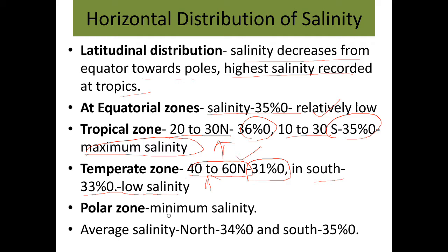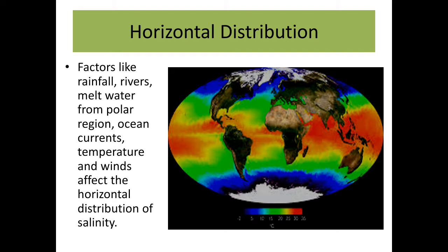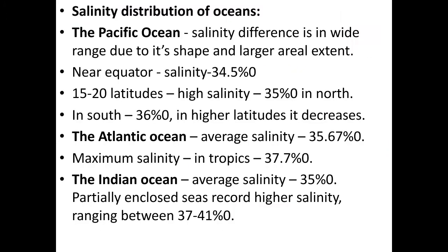And in the polar zone, minimum salinity is recorded. The average salinity in the northern hemisphere is 34 per thousand, and in the southern hemisphere it is 35 per thousand. Horizontal distribution is affected by factors like rainfall, river water input, meltwater input from the polar region, and ocean currents, temperature, and winds.